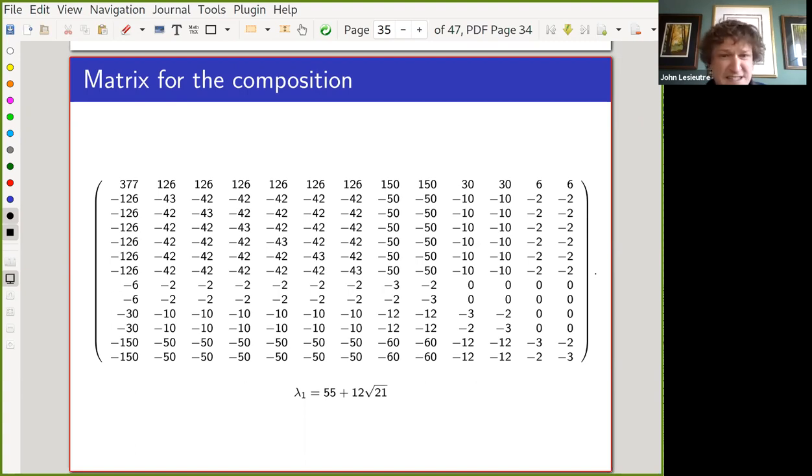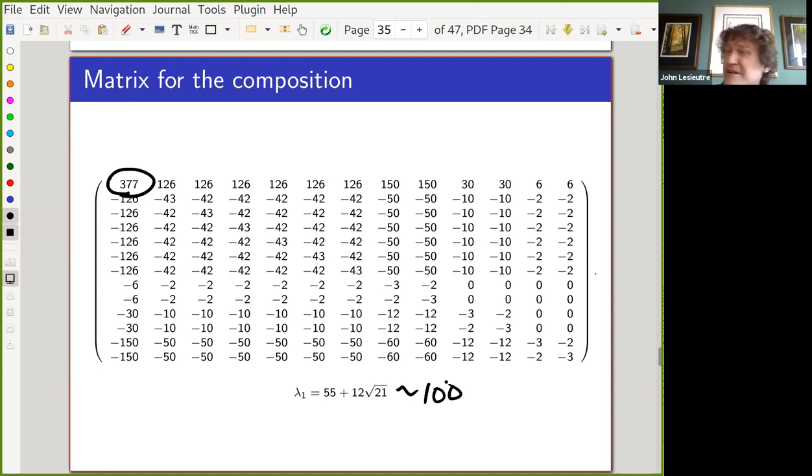So like I said, you can see right here, you put it in the computer, it tells you that this new map has degree 377. The biggest eigenvalue of this map is 55 plus 12 root 21. It's about 100, I think. So that tells you that the map is infinite order because its action on N1 is infinite order.